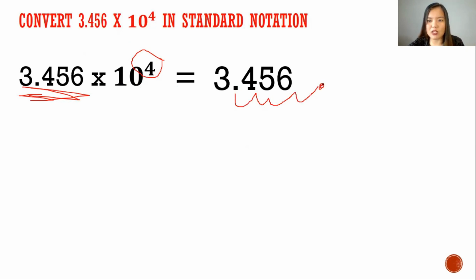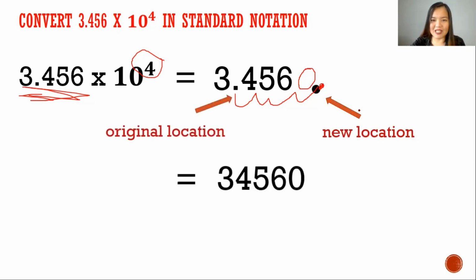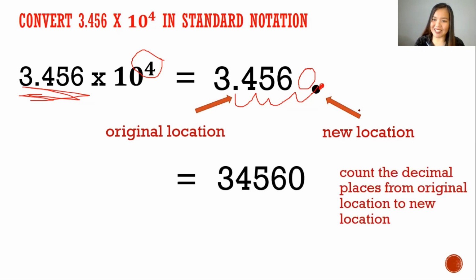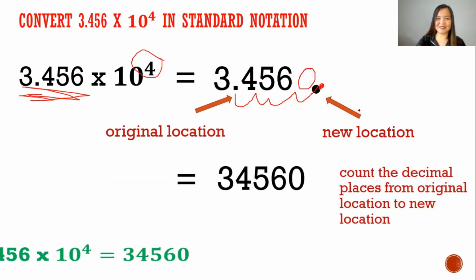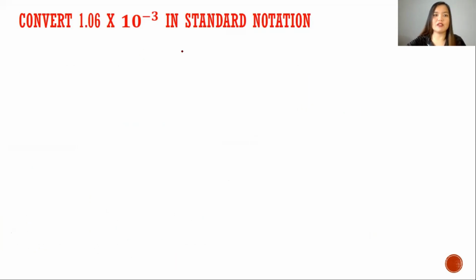Here is the new location of the decimal, and for the vacant place, we put a 0. Your answer is 34,560. That's the answer.